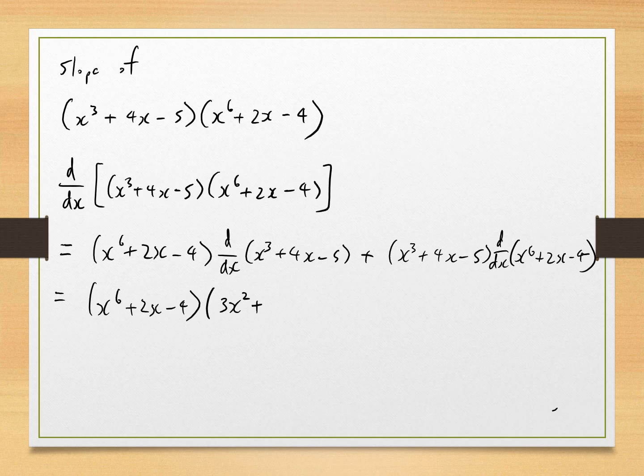4x, according to the constant multiple rule, you get 4 times d dx x, and according to the power rule, d dx x is 1. So you get 4. And then minus 5 is just going to be 0. Right, so it's going to be 0. You don't need to do that in exams. You just write down what it is.